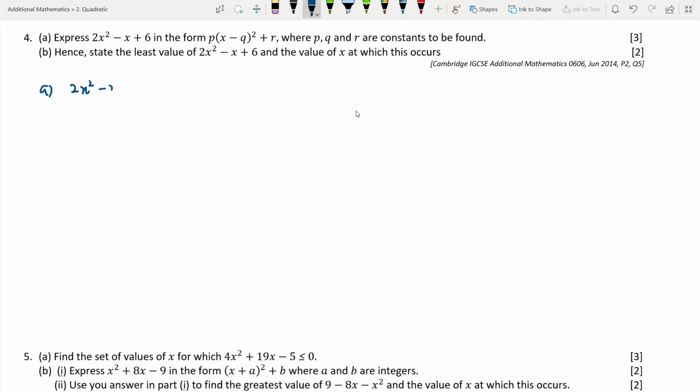2x squared minus x plus 6. First, we need to factorize out the 2 before we can perform completing the square. 2 bracket x squared minus 1 over 2x plus 3. Now the a value for the expression inside the bracket has become 1. We can proceed from here.